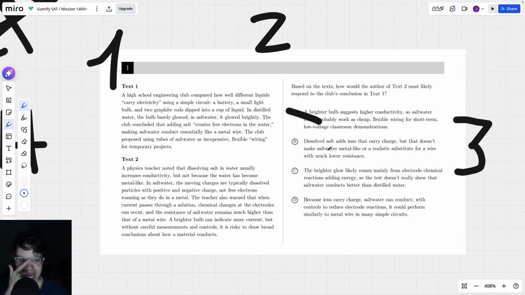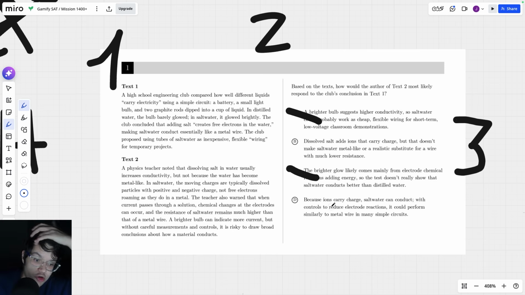B, dissolved salt adds ions that carry charge, but that doesn't make salt water metal-like or a realistic substitute for a wire with much lower resistance. So that seems pretty good. It's saying here there's a difference between the 2. C, the brighter glow likely comes mainly from electrochemical reactions adding energy, so the test doesn't really show that salt water conducts better than distilled water. So it doesn't really say anything about electrochemical reactions, I think. Yeah, I don't think I see anything here. It mentions electrodes, but nothing about that specifically being the reason why. So probably not C, because there's just not any support here in the passage.